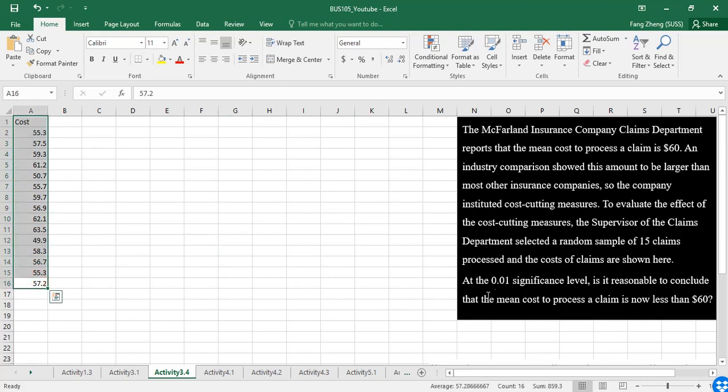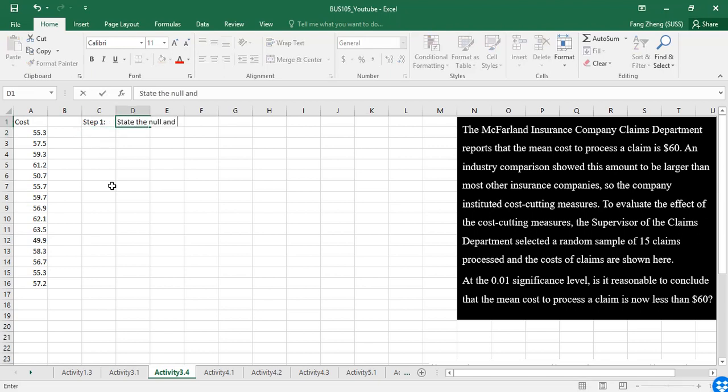So at the 0.01 significance level, is it reasonable to conclude that the mean cost to process a claim is now less than $60? So this is a hypothesis testing question. As we have learned in class, for any hypothesis testing question, we can follow the 5 steps. The first step is to state the null and alternate hypothesis.